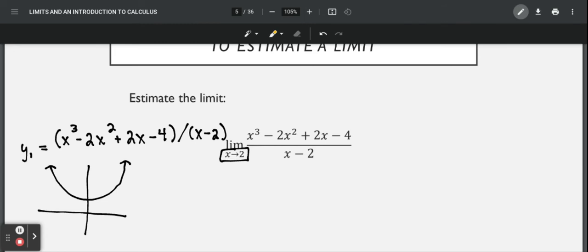So what that means is that, let's say this is where we have 2, you would have this little hole in your graph at 2, somewhere in here. So what you're going to need to do then, if we're not doing this algebraically, is go back into your table.